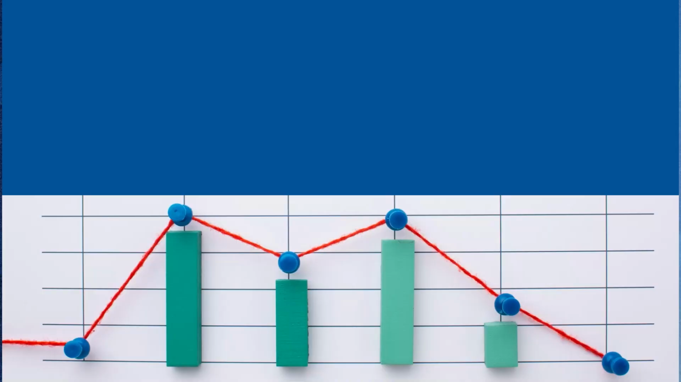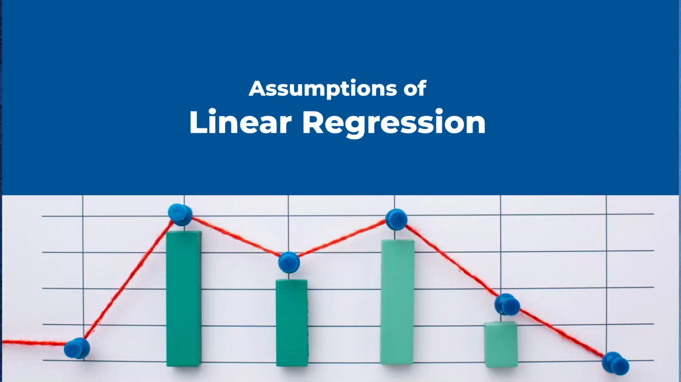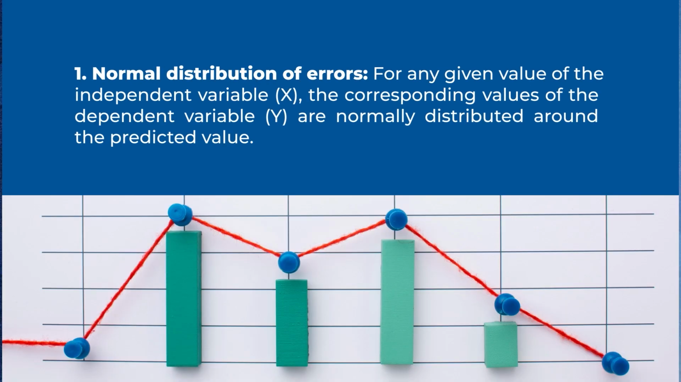Now, let us take the assumptions of linear regression. The simple linear regression model rests upon several assumptions to ensure the reliability and validity of its results. The first assumption is normal distribution of errors. The error term representing the difference between observed and predicted values is assumed to be normally distributed. This implies that for any given value of the independent variable, say x, the corresponding values of the dependent variable, say y, are normally distributed around the regression line.